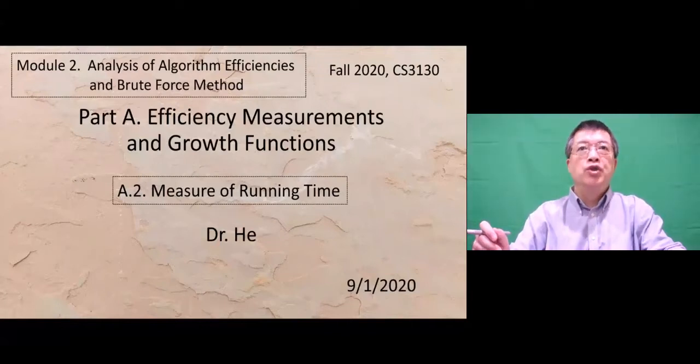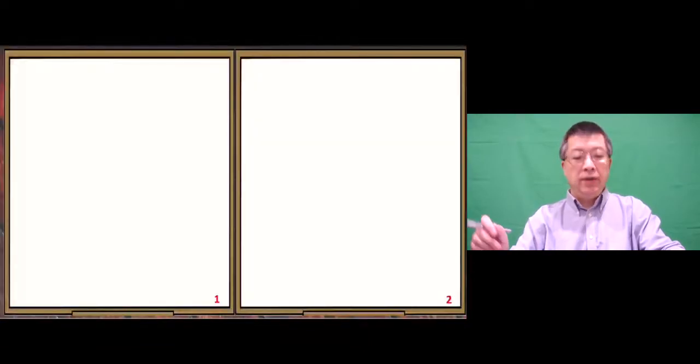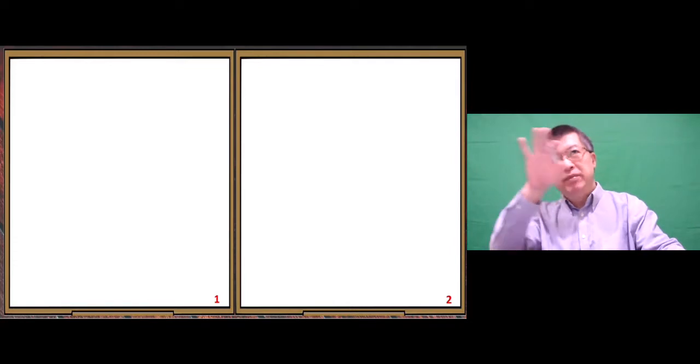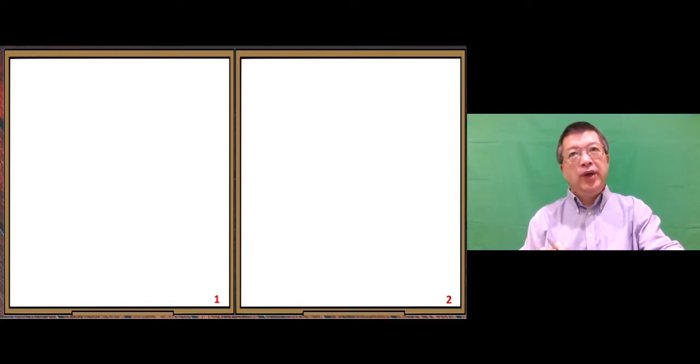In our Module 2, 8.2, Measure of Running Time. In this part, we will do some very abstract discussion. We want to look at how we do the analysis of algorithms.